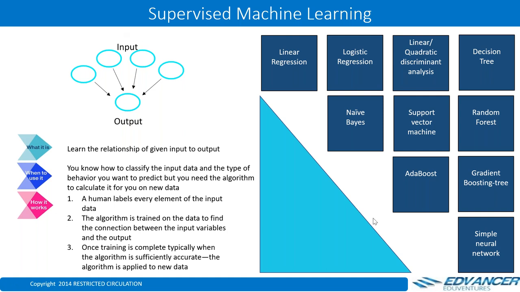Now, what are the algorithms? Everybody wants to get into the programming space. So: linear regression, logistic regression, decision tree, naive Bayes, SVM, random forest, simple neural networks, adaptive boosting. These are a couple of terrifying names. It's not easy, but definitely these are the algorithms which you can use in supervised machine learning.